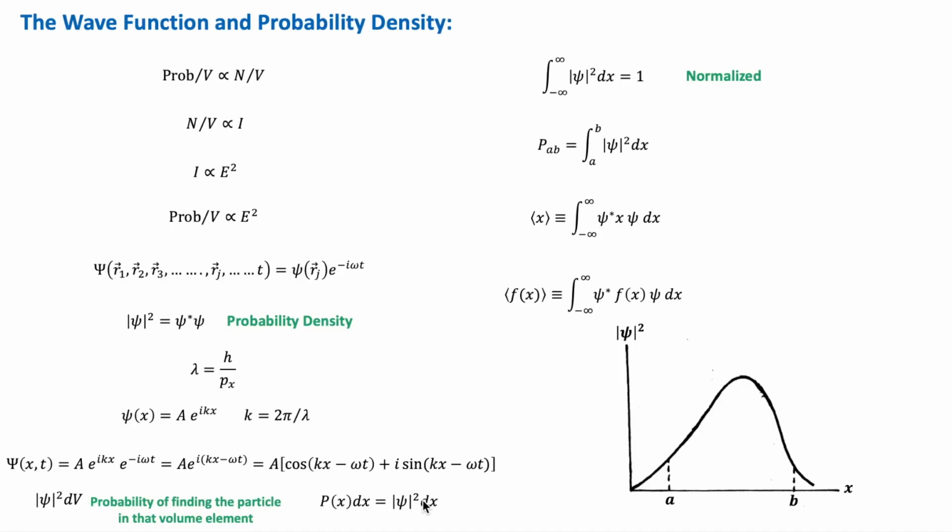And because the particle must be somewhere along the x-axis, the sum of the probabilities over all values of x must be equal to 1, right? So the integration from minus infinity to infinity of absolute psi square dx is equal to 1. And note here that any wave function satisfying this equation is known as a normalized wave function, okay? And the meaning of this normalization is that the particle exists at some point all the time, right? The particle is there somewhere.